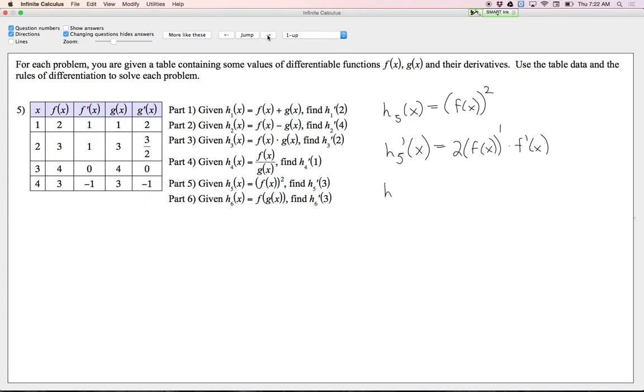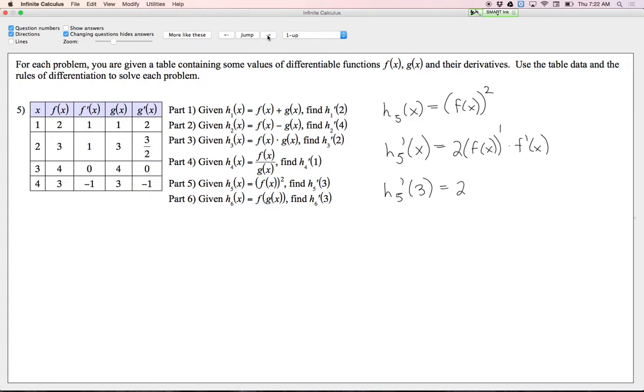So I've got h5 prime of 3. Now in the AP exam, they won't use h1, h2, h3. They'll use different letters like F, G, H, W, R, P. They'll just keep using different letters. And they'll probably only have 1 or 2 functions anyway, so they'll probably only have to use F and G.